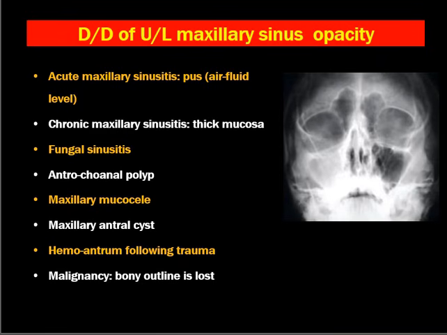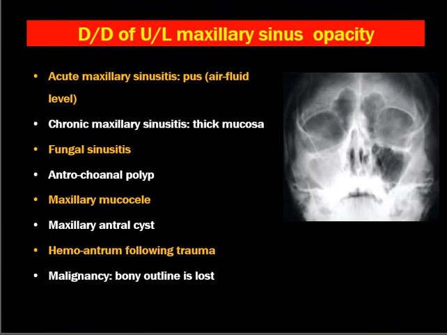The next question is, what is the differential diagnosis of unilateral maxillary sinus opacity? In this X-ray, you can see the right opaque maxillary sinus in comparison to the left. So this is most commonly in acute maxillary sinusitis where the pus has filled the maxillary sinus. When there is air fluid level, it will be seen as an air fluid level. When there is a large amount of pus, that will be seen as complete maxillary sinus opacity.